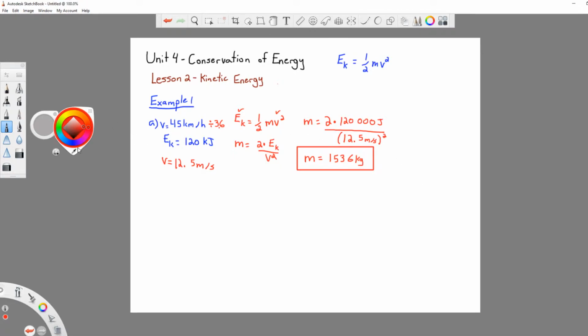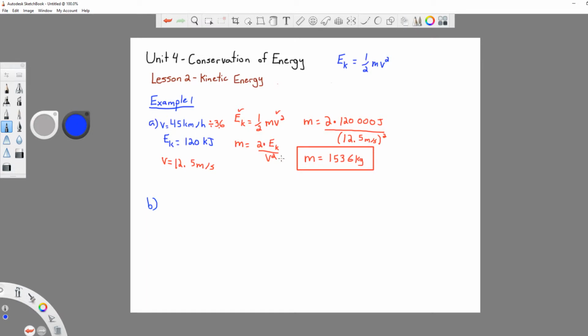I think we can just jump straight into part 2 here. We have lots of space. Part B says, if this object then loses 70 kilojoules of kinetic energy, determine its final speed. Kinetic energy is based off of how quickly an object is moving, so if we're taking some of its energy away, it means that we're slowing it down. Let us solve for that.